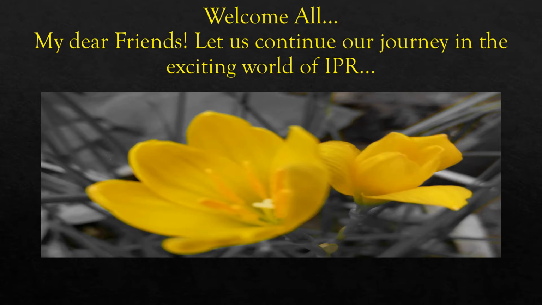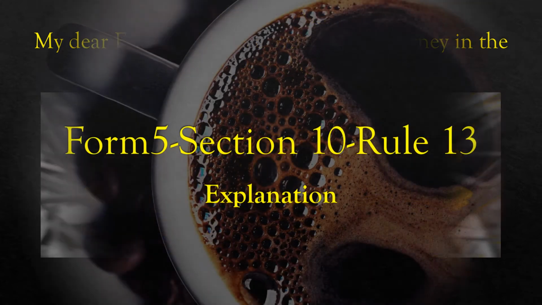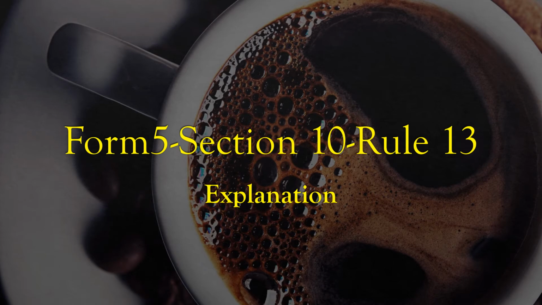Let us continue our journey in the exciting world of IPR. So today, as we have completed up to Form 4, that means in the first lecture we have established a relationship between the sections, rules, and the forms, and we have taken 10 forms there. In the subsequent lectures, we have tried to go into the detail of the correlated sections and rules along with the forms. In this way we have completed up to Form 4. So now today is the turn for Form 5.